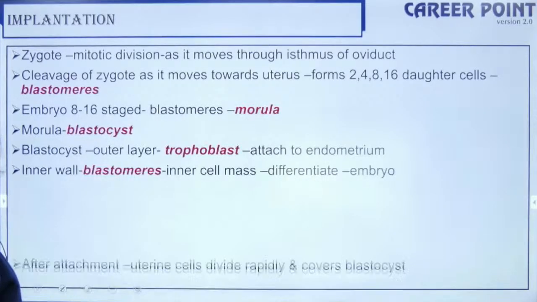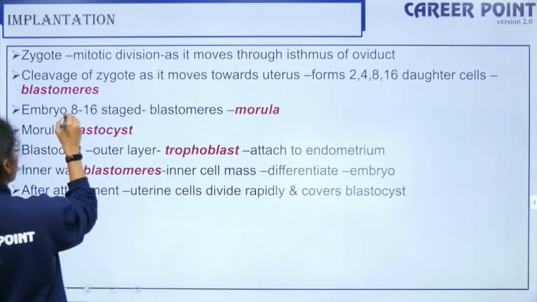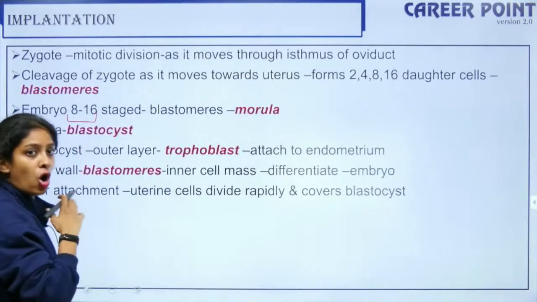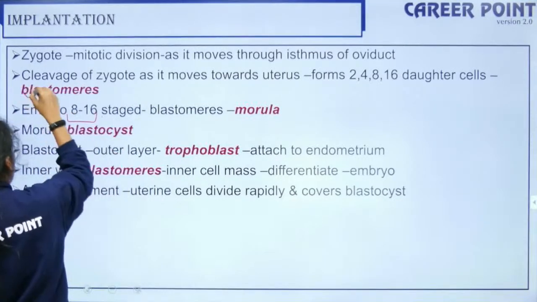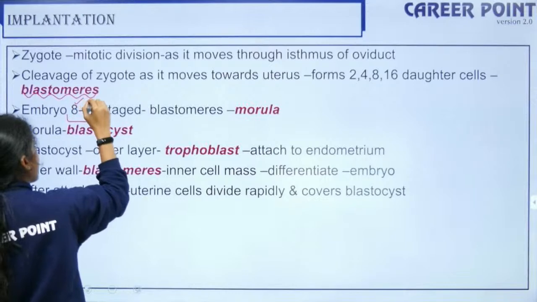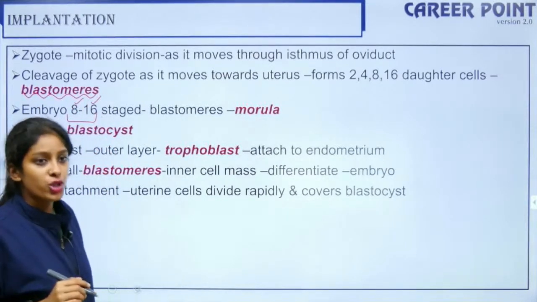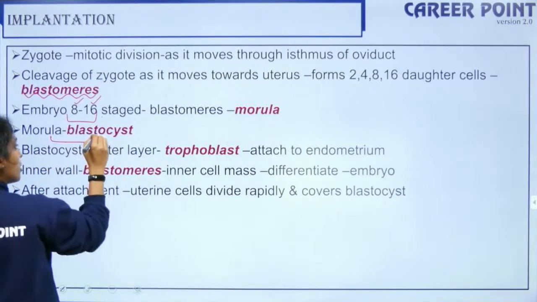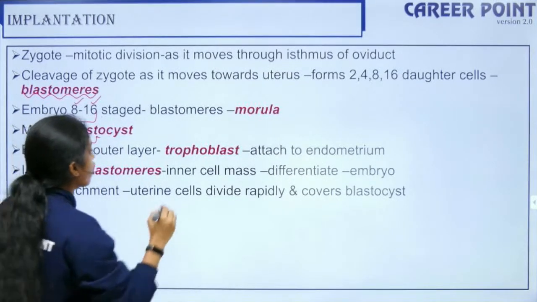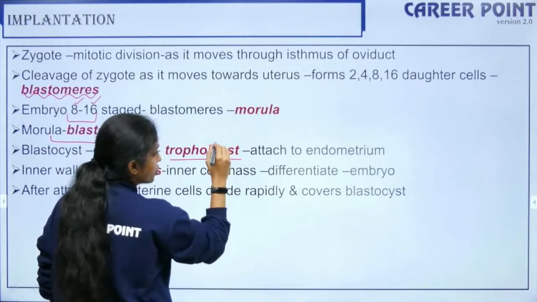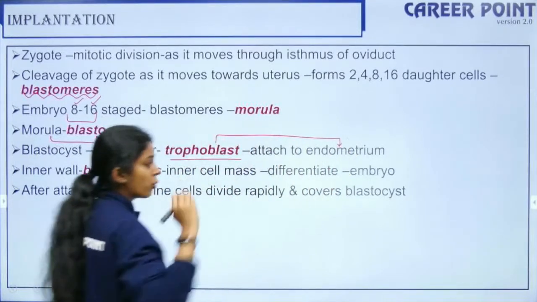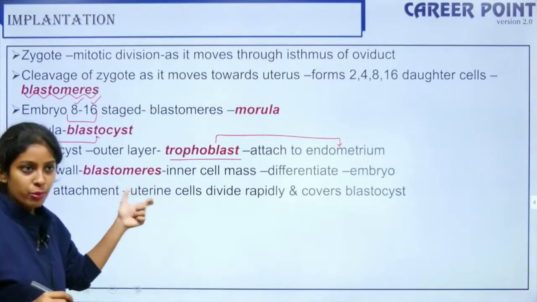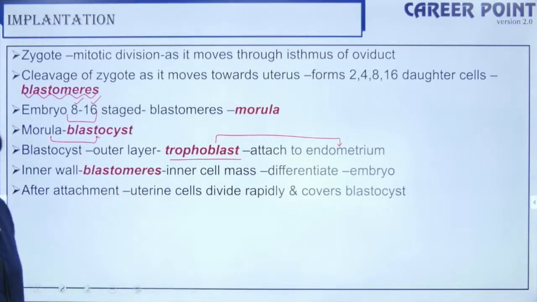So implantation: the 8 to 16 cell stage is the morula. It undergoes a series of divisions, and all the series of divisions are your blastomeres. Especially the 8 to 16 cell stage is your morula, right? The morula then enters the blastocyst stage, where it forms an outer trophoblast which attaches to the endometrium of the uterus. The inner cell mass differentiates into the embryo, basically into the 3 layers.